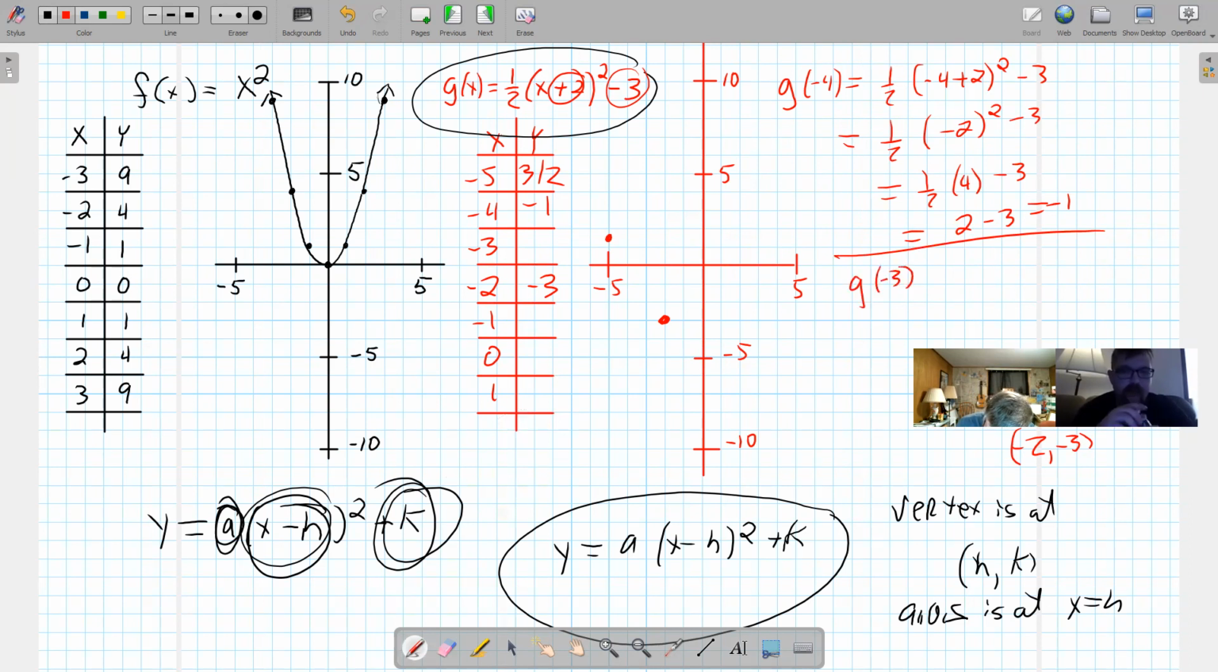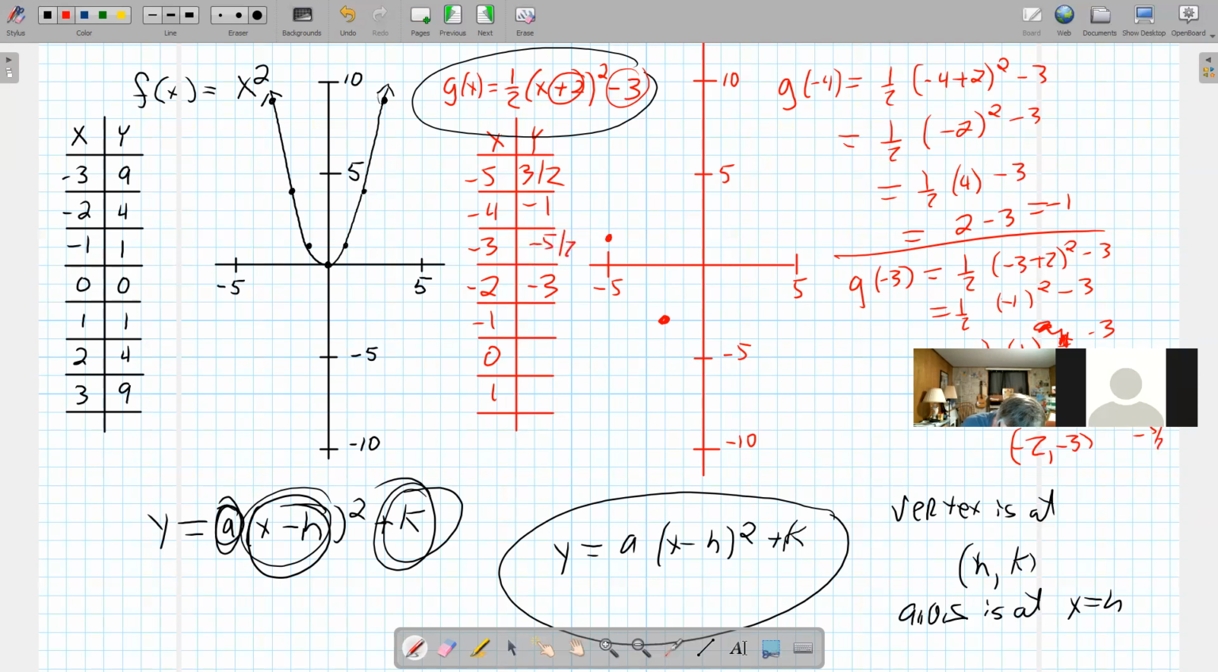G of -3 is 1/2 times -3 plus 2 squared minus 3, which is 1/2 times -1 squared minus 3, which is 1/2 times 1 minus 3. Which is what? 1/2 minus 3, which is 1/2 minus 6/2, which is -5/2.